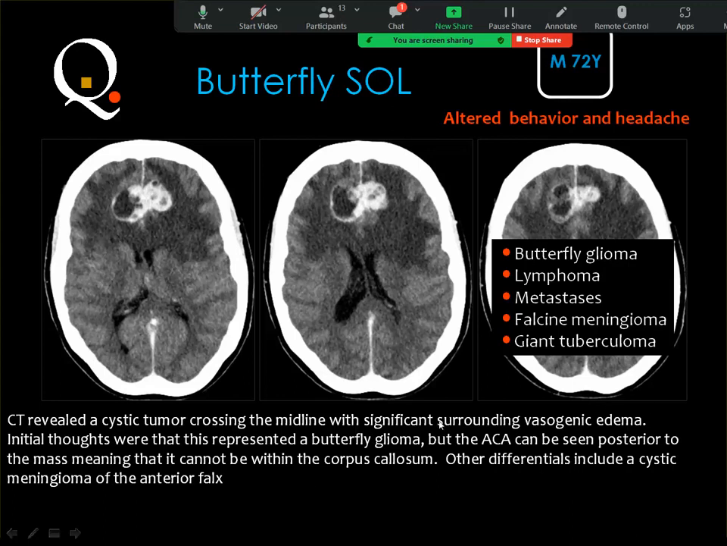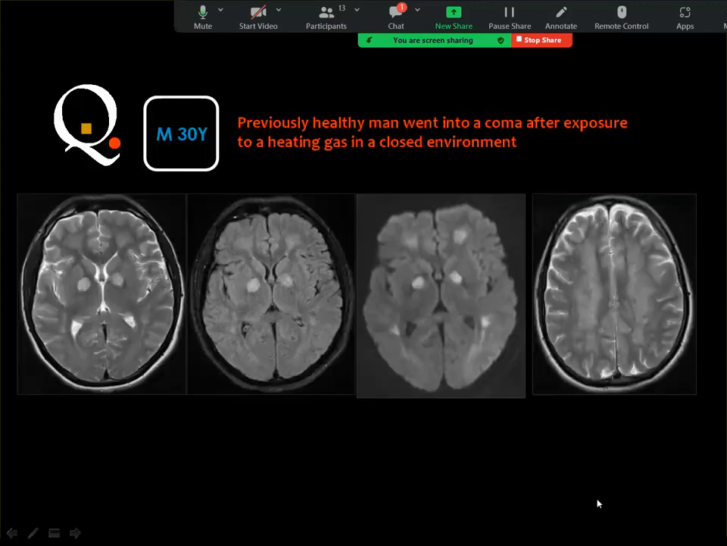But on top of the lesions, of course, whenever you are confronted by a lesion which is heterogeneously enhanced, you think of butterfly glioma. Whenever you are asked about the differential diagnosis, you say lymphoma, then metastasis. This is a male patient, 30 years old, who went into coma after exposure to heating gas in a closed environment.